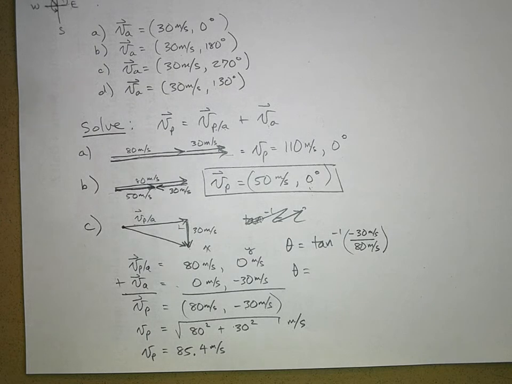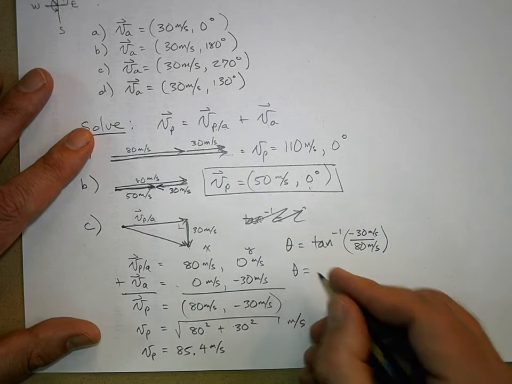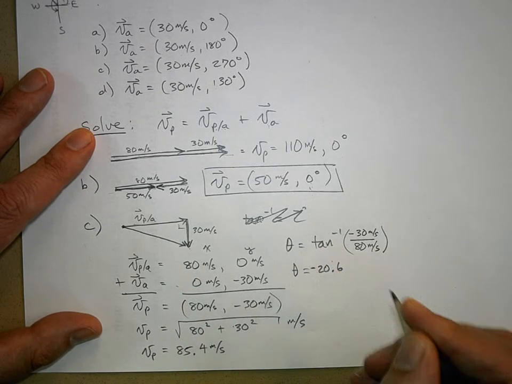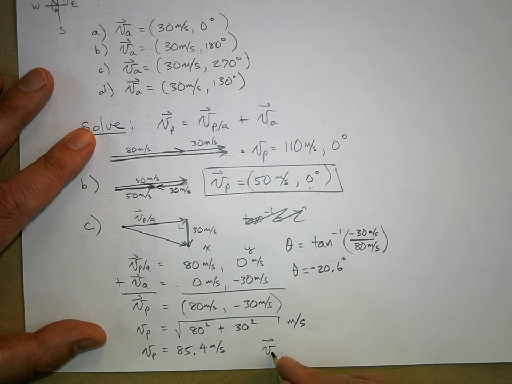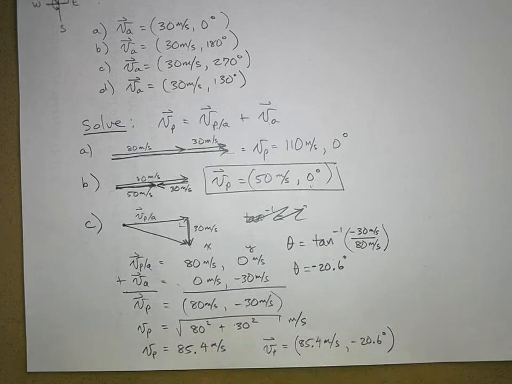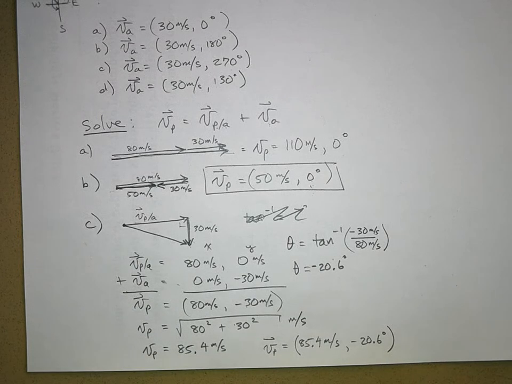20.5? 20.5-ish? 20.6. Okay. So this is going to be negative 20.6 degrees. So let me combine all this together. So the velocity of the plane compared to the ground is going to be 85.4 meters per second at an angle of negative 20.6 degrees. Do you have to add 360 degrees? You don't have to. You can leave it just like that. If you want to, you can.